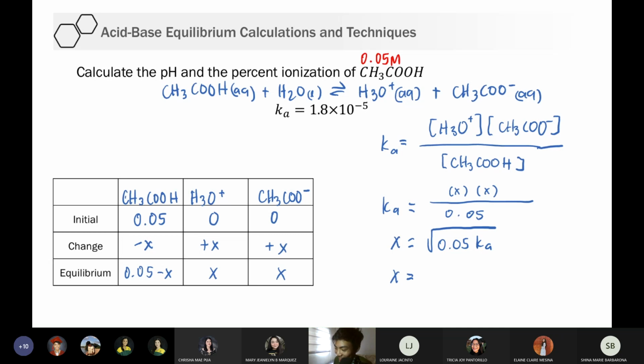Pag nakalimutan yung square root of CaKa, hindi, wag na. Baka magalit kayo sa joke. Isipin nyo na lang yung friend nyo.